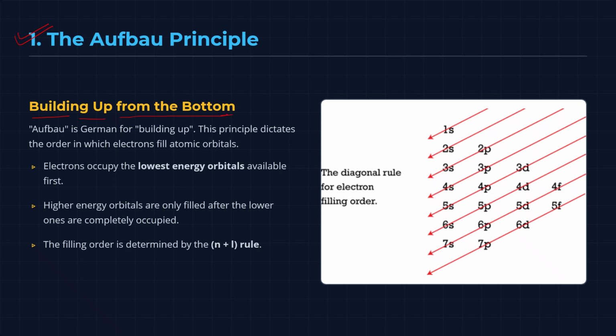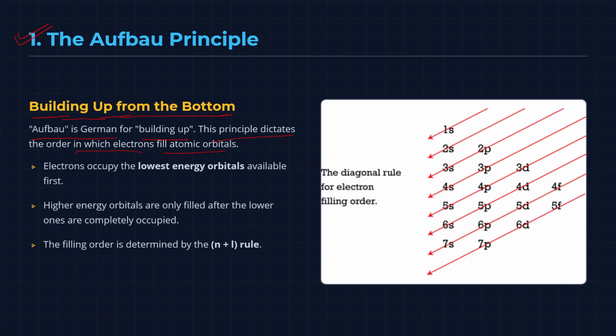From here you can also revise this principle. What is this principle? It shows building up from the bottom, that is, you move from lower things to higher and higher things. Aufbau is a German word meaning building up: you build slowly and slowly to higher things. This principle dictates the order in which electrons fill the atomic orbitals.